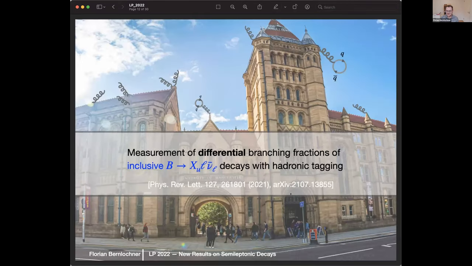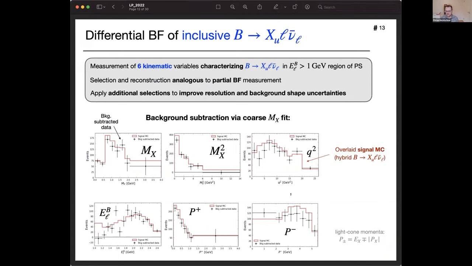Okay, this brings me to the next of the results. It's a very similar analysis, but now targeting differential branching fractions, not partial ones. And the goal of the analysis is to measure six kinematic variables that characterize B2Ulν transitions and unfold them in the lepton energy larger than 1 GeV region of phase space. And the selection is identical to the partial branching fraction measurement that I showed you with some additional cuts to improve the resolution. What you see at the bottom here are the six variables that were studied. So it's the hadronic mass, MX, hadronic mass squared, Q squared, the lepton energy, and two light cone momenta, P plus and P minus of the hadronic system.